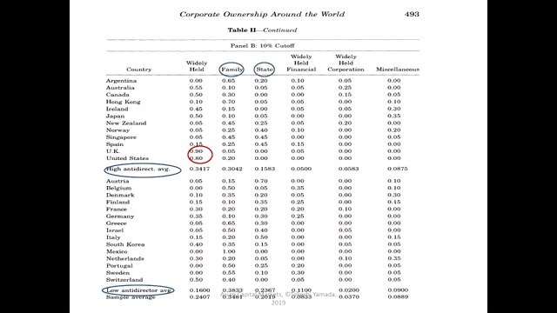Like Argentina is 65% family, right? This is basically saying that of the controlling shareholders, which have more than 10% of voting rights, they own 65% of the firm. Okay.